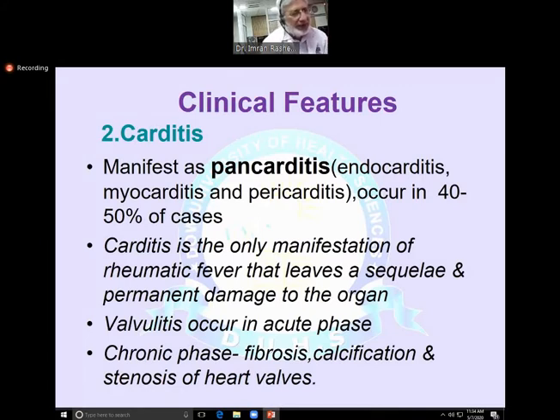Valvulitis occurs in the acute phase. In acute phases, there is inflammation of the mitral valve most commonly, and then the aortic valve. In the chronic phase, fibrosis, calcification, and stenosis of the heart valves take place.